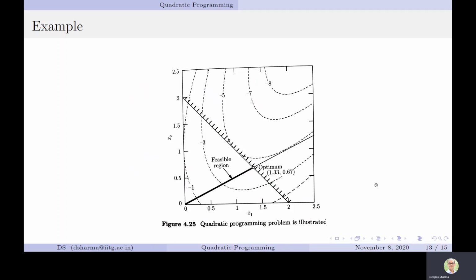Let us look at this example graphically. So you remember that there is one constraint G1. The other constraint is an equality constraint. So in our case, this particular line is the feasible region and the optima is lying here. And this is the same optima we got using sequential quadratic programming.